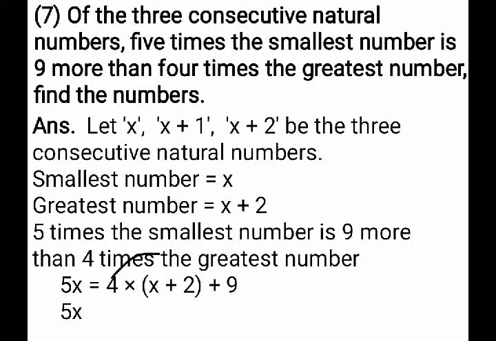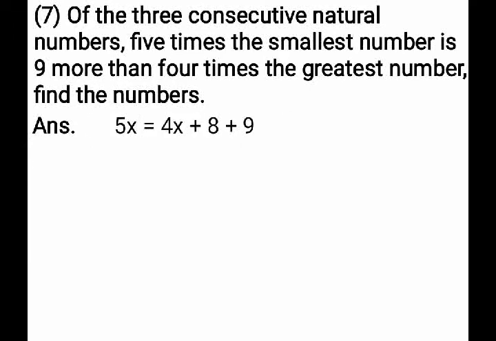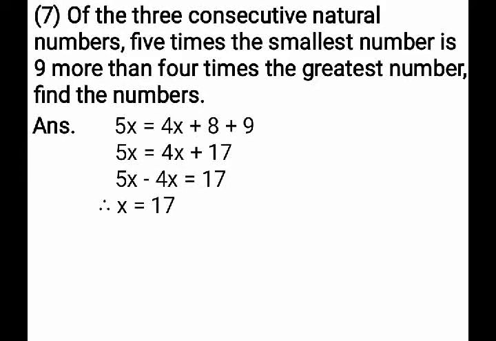This you have to multiply now by using the formula of a into b plus c. That is 4 into x is 4x plus 4 2s are 8 plus 8 plus 9. Now you have to add these numbers without variable first. That is 5x is equal to 4x plus 8 plus 9, how much? 17. 5x minus 4x is equal to 17. Therefore x is equal to 17.